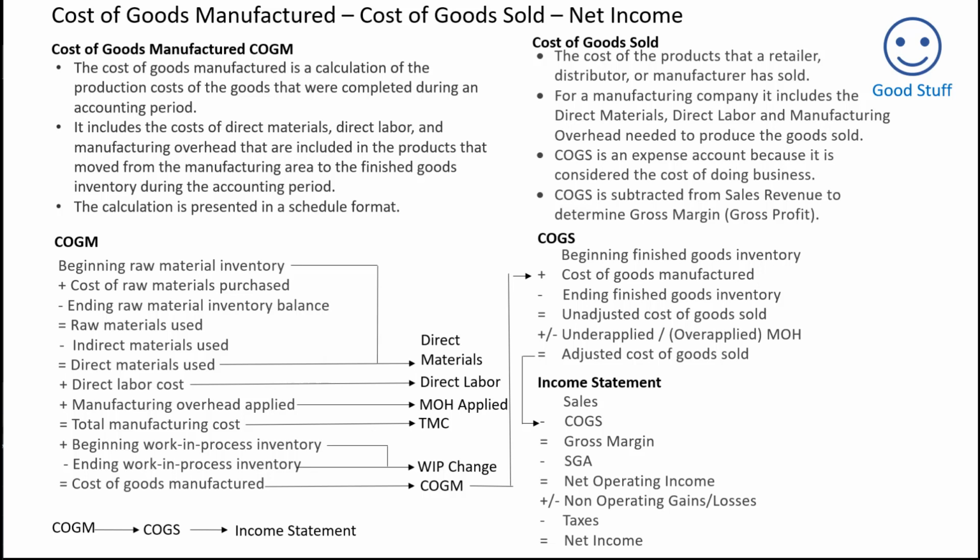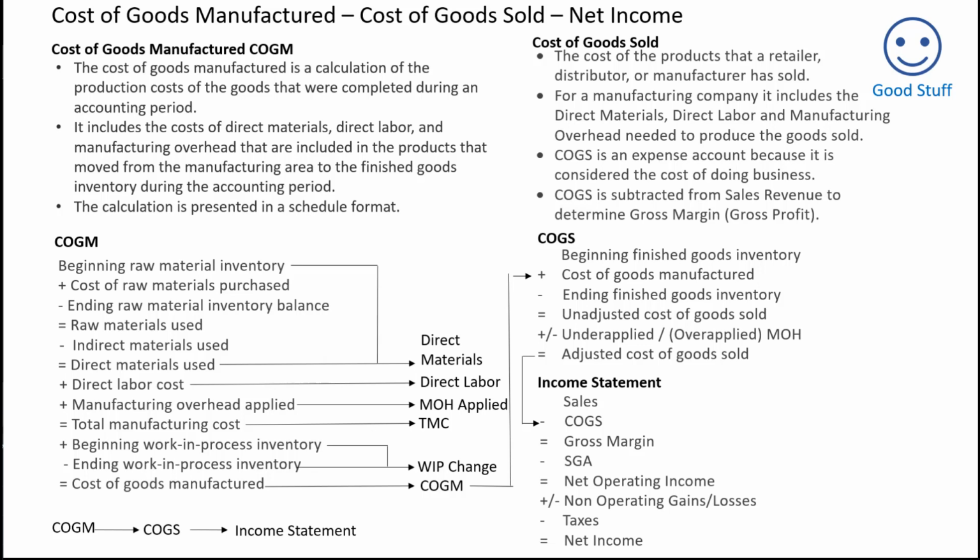Let's get started. The cost of goods manufactured is a calculation of the production cost of the goods that were completed during an accounting period. In other words, it includes the costs of direct materials, direct labor, and manufacturing overhead that are included in the products that are moved from the manufacturing area to the finished goods inventory during the accounting period. The calculation is presented in a schedule format.